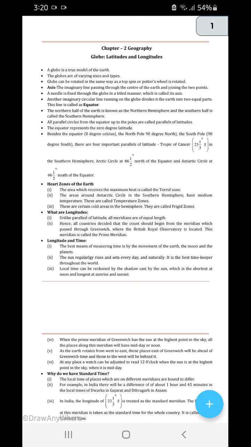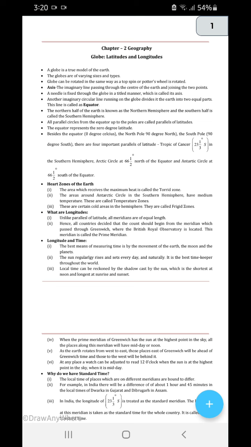So what are longitudes? Unlike the parallels of latitude, all meridians are of equal length. Hence all countries decided that the count should begin from the meridian which passes through Greenwich, where the British Royal Observatory is located. This meridian is called the prime meridian.